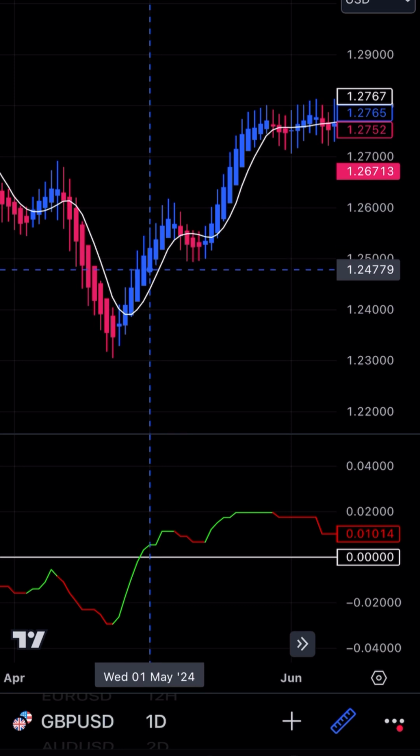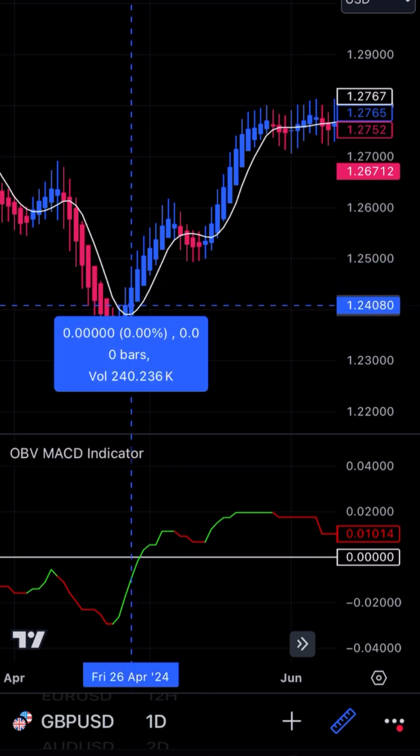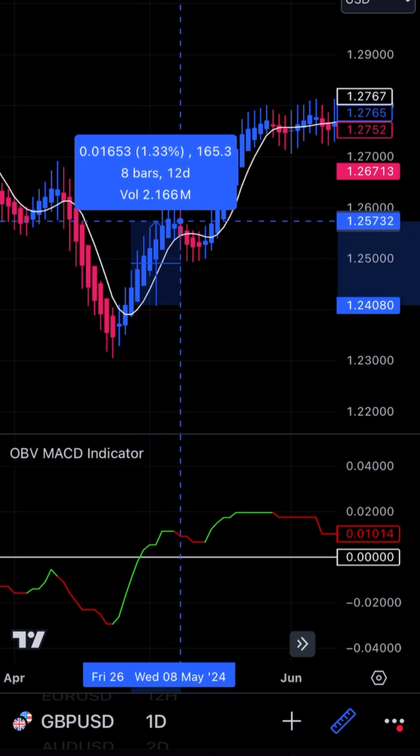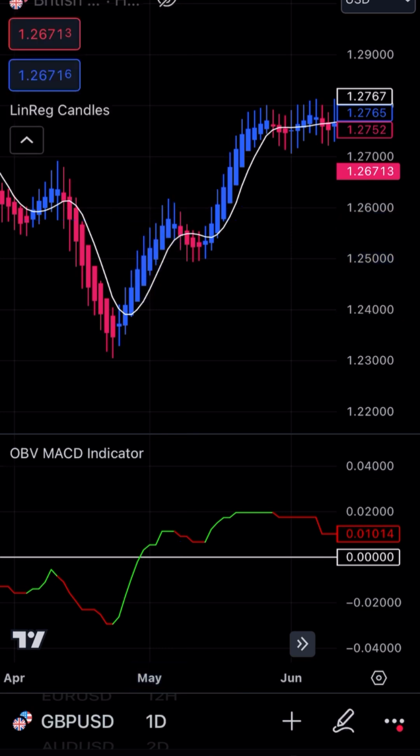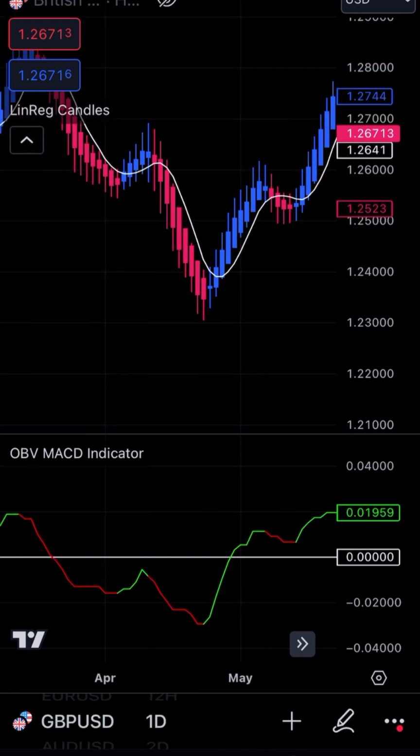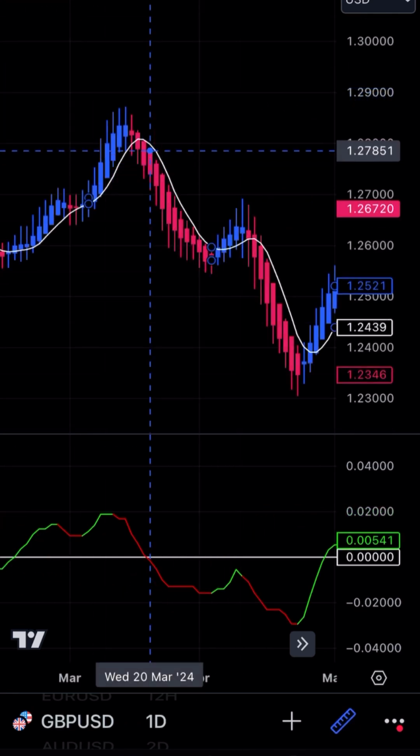Okay, so we see that it's crossing right here. You also see it crossing with the linear line right about here. Ride this out till it touches the linear line. And you got a 1,653 pip move.